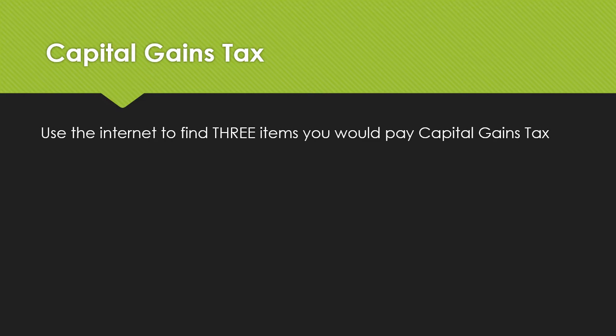So what I'd like you to do now is pause the video and have a look on the internet to find 3 items you would have to pay capital gains tax on. Google's going to be your friend here. Okay, so pause the video now and we'll see where you're at.